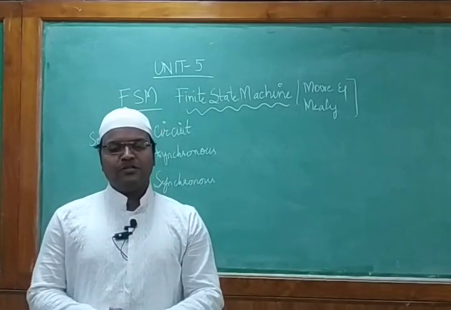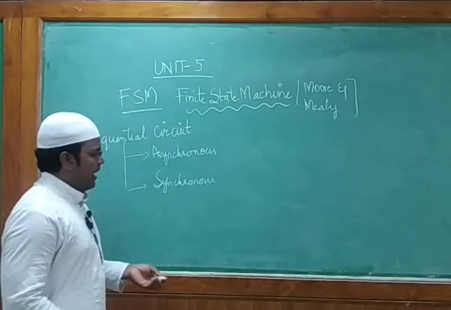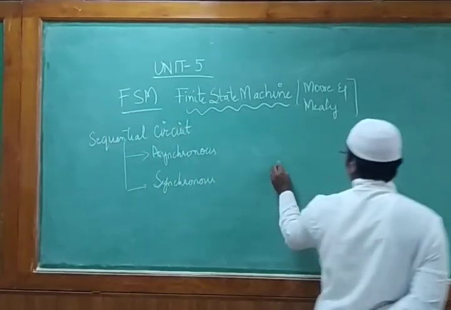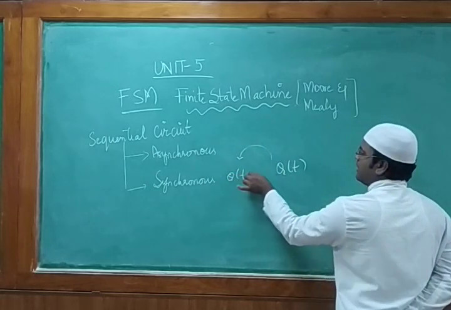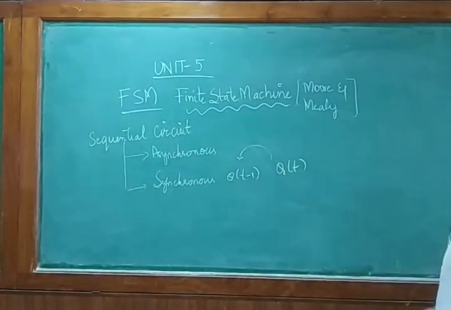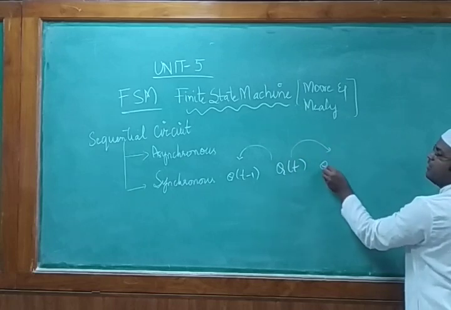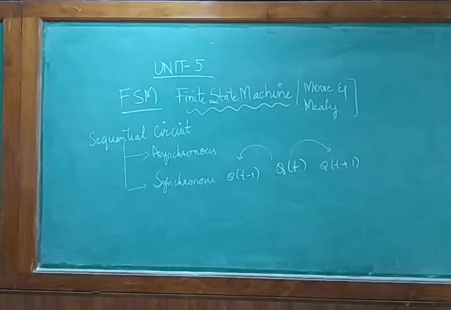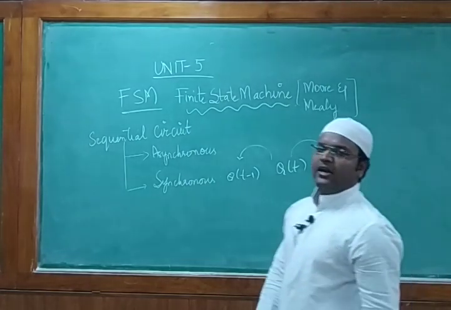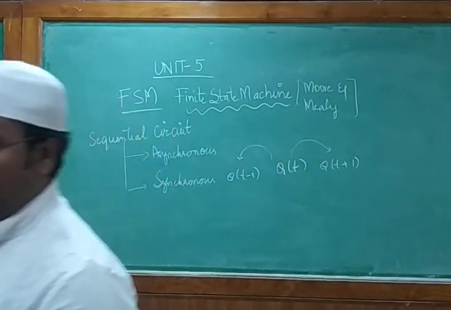Likewise, the present state. If you want to write the present state as Q(t), then the previous state we can write as Q(t-1), right? What is the next state of that particular term? We can write Q(t+1). So based upon the states, we are going to design the FSM, that is, the finite state machine.